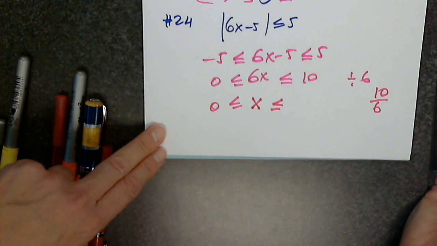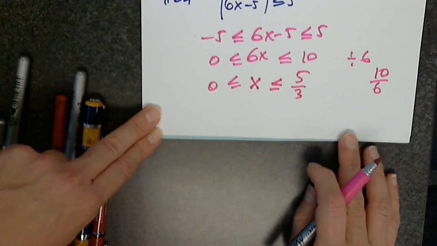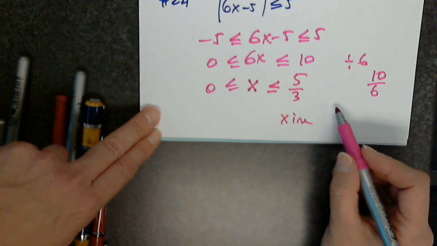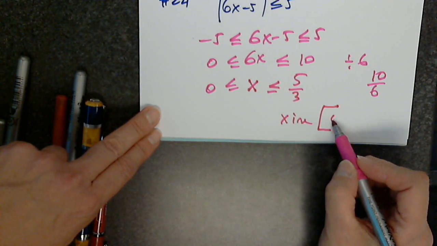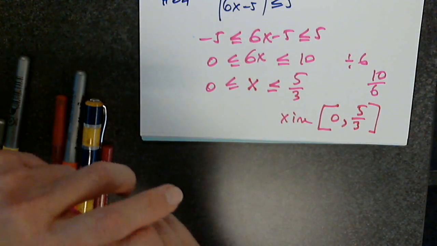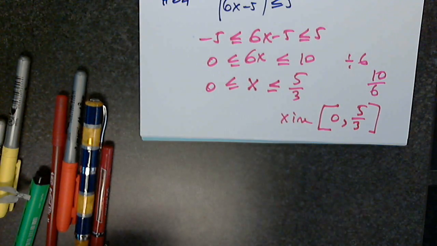10 over 6, which is 5 over 3. In interval notation, please. x in bracket 0, comma 5 over 3 bracket. Very good. Our next problem is 23.